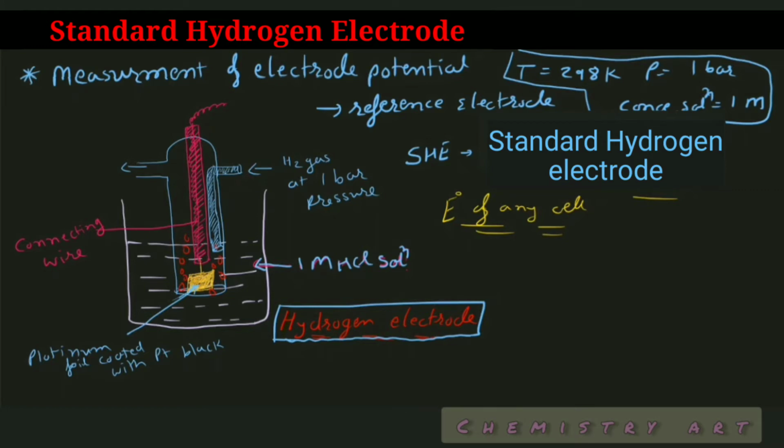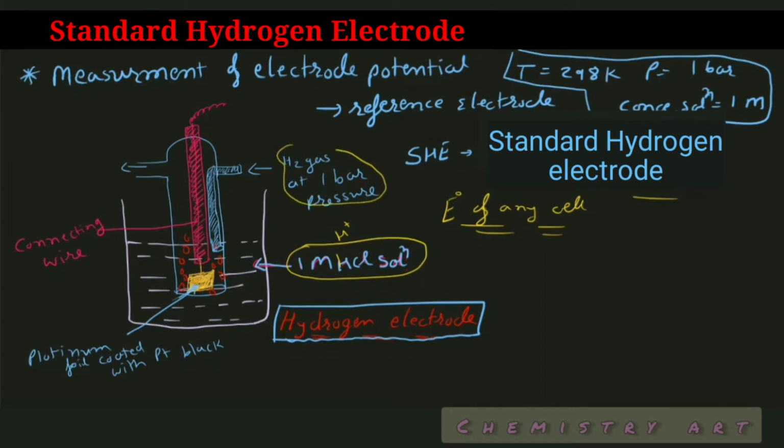Now we have to see how it can work. As we know, at the cathode reduction takes place, and at the anode oxidation takes place. Sometimes hydrogen is working as a cathode and sometimes as an anode. Now see, we have taken 1 molar HCl solution in which H plus ion is present, and then we have to see what else we have.